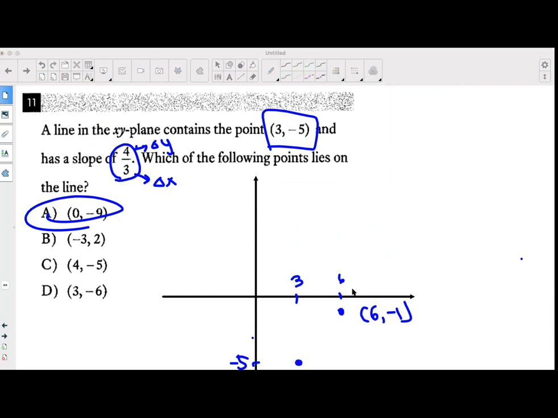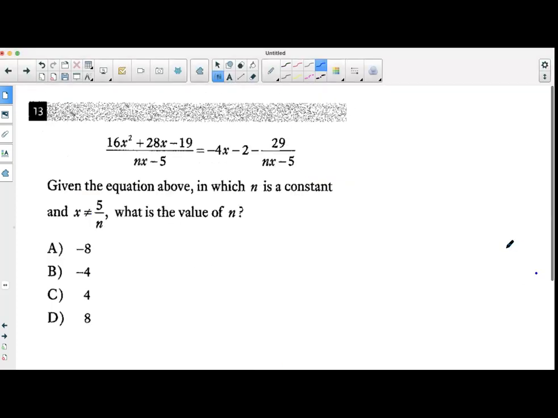All righty, guys. Number 13 is, what is the value of n? We like to try to figure this one out. You guys know that this is polynomial division. This one divided by this one gets you this one, and then you try to figure out what to do.